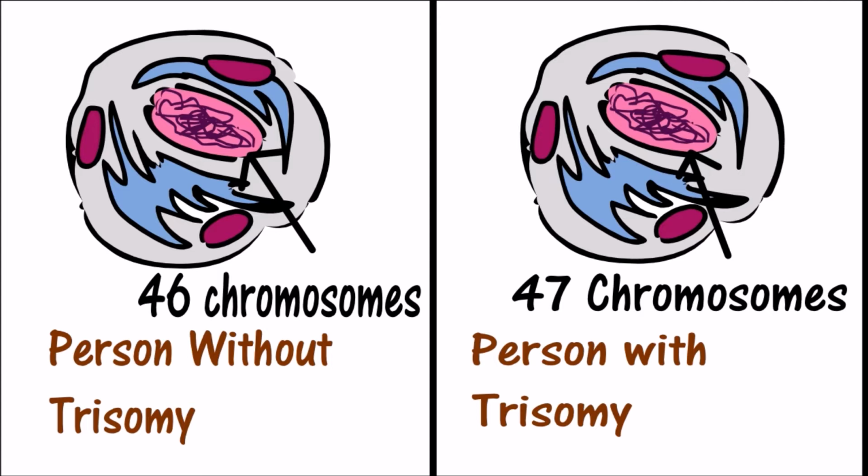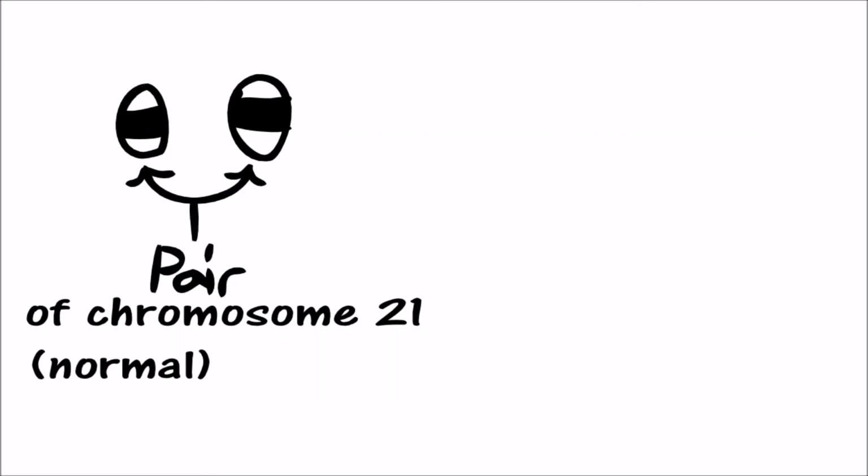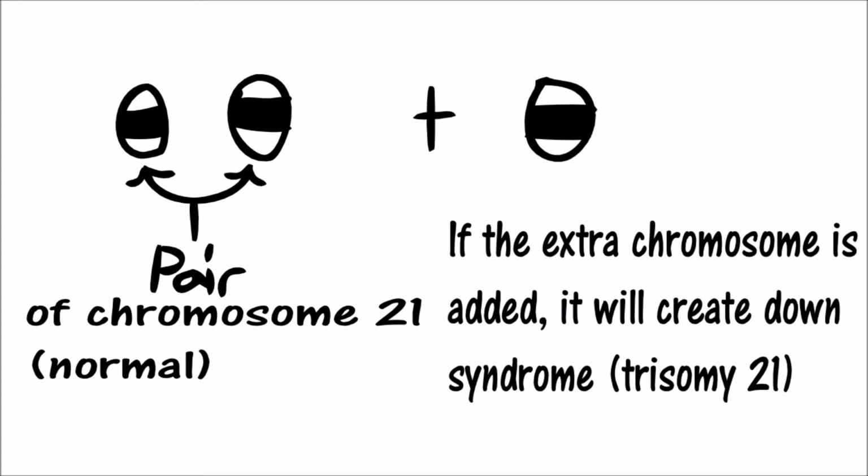Down syndrome, Edwards syndrome, and Patau syndrome are some of the most common types of trisomy. But for today, we'll be just talking about Down syndrome, also known as trisomy 21. The reason this syndrome is called trisomy 21 is because the extra chromosome in this case is chromosome 21.